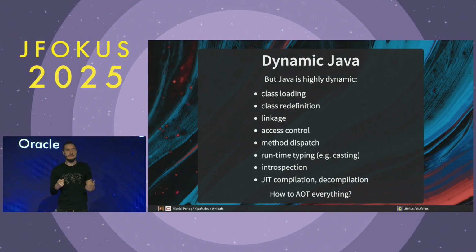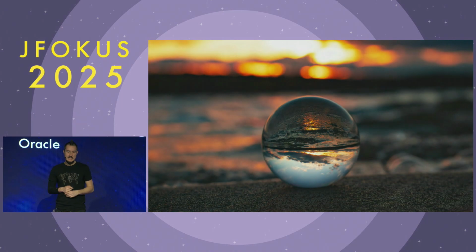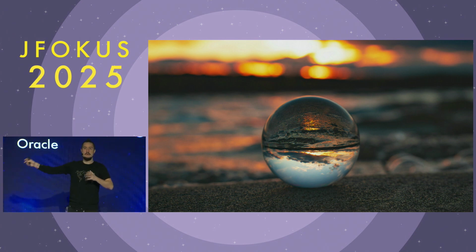You'd think, how would you AOT all of these things? And ideally, we have a crystal ball, right? Ideally, we have something that tells us, for this code, this is what will happen during startup and warm-up. And so we're going to do all of that now at build time, so before we deploy the application.